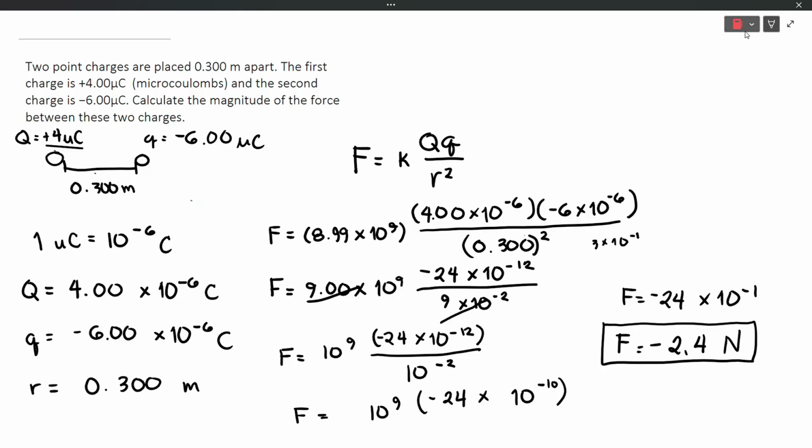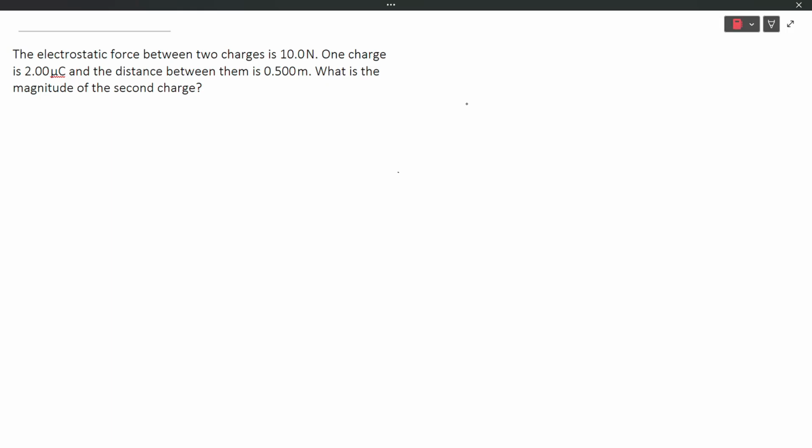Now we proceed to the second example. Let's have your second example. The electrostatic force between two charges is 10 newtons. One charge is 2 microcoulomb and the distance between them is 0.5 meters. What is the magnitude of the second charge?